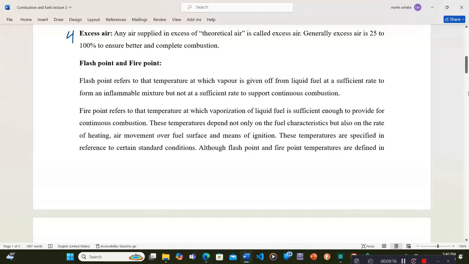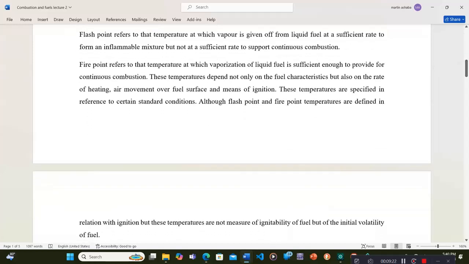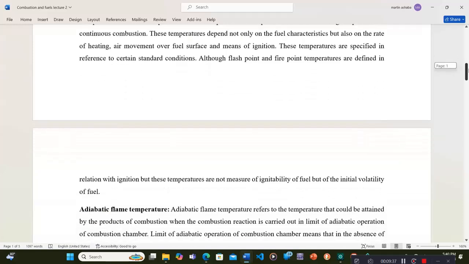So in the transport of liquid fuels, it is always important that you understand the flash point and fire point so that you avoid any hazard associated with explosion of that fuel tank. And we must note that these temperatures are not a measure of ignitability of the fuel, but of the initial volatility of the fuel.